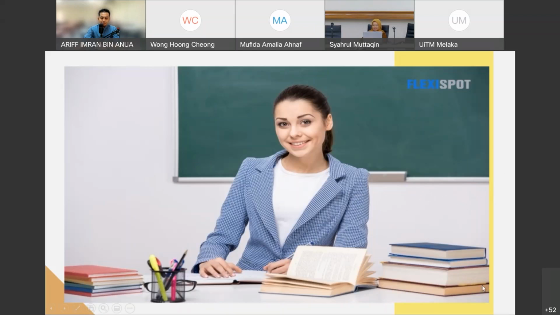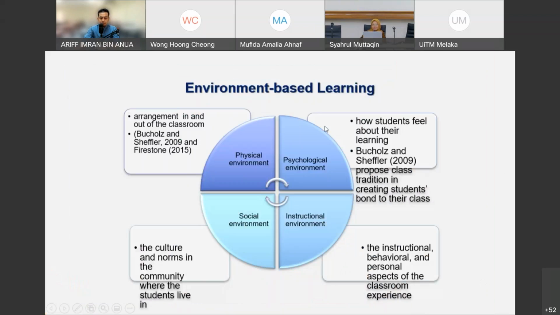And ladies and gentlemen, now we come to this one. Yeah, I propose this kind of environment-based learning, when the learning would be influenced by the four environments: the physical environment that we have learned previously, and then the psychological environment that we have also learned previously, and then the instructional environment, and I add one more, that is the social environment. It is actually the culture and norms.